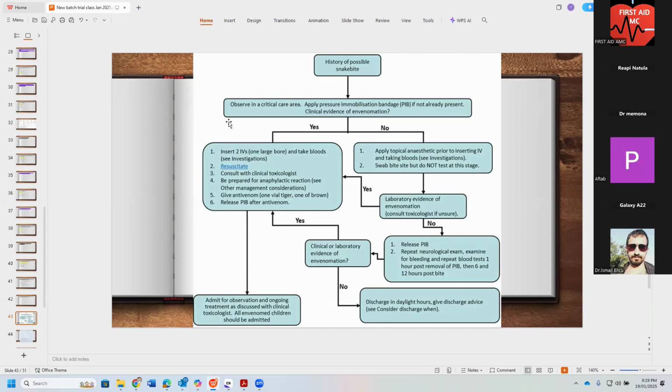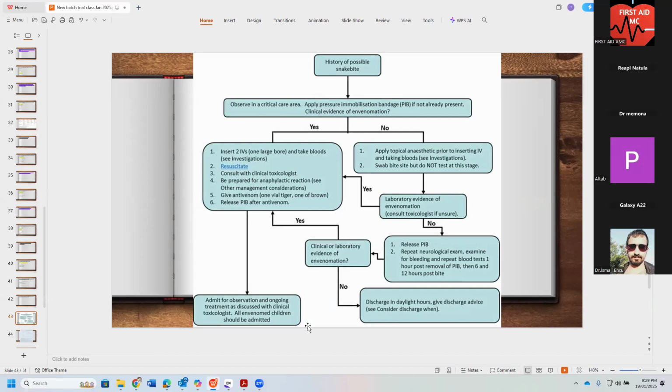If there are clinical signs of envenomation, then we give 2 IV large bore, take bloods, resuscitate the patient if required, and consult with the toxicologist. Because antivenom causes a lot of anaphylaxis, you should be prepared for an anaphylactic reaction. Give antivenom, and once we give the antivenom, we have to release the pressure immobilization bandage, right? So admit the patient for observation.